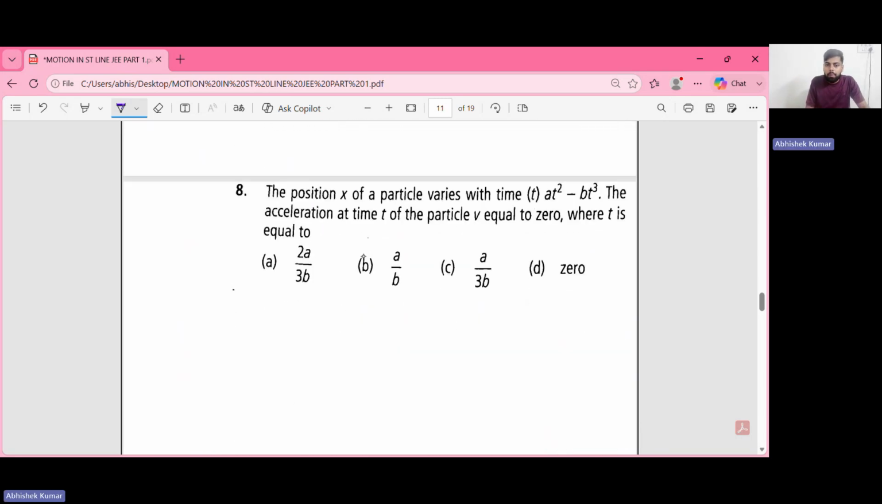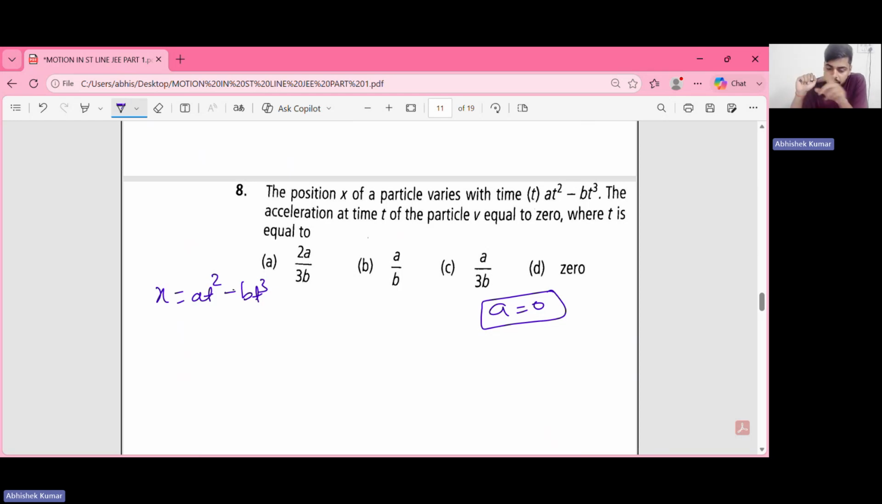Now next question. The position x of a particle varies with time. x is equal to at squared minus bt cubed, they have given to you. Got it? Acceleration at time t is equal to what? Meaning acceleration is 0. Then what time is there? When will acceleration be 0? This is the question, where t is time and v is velocity.